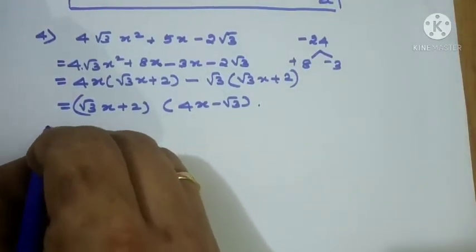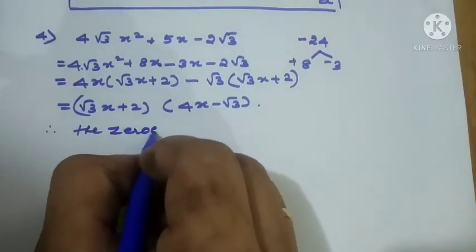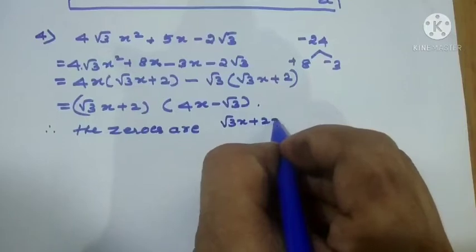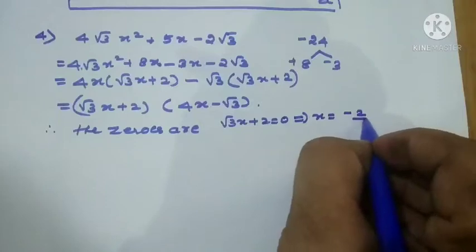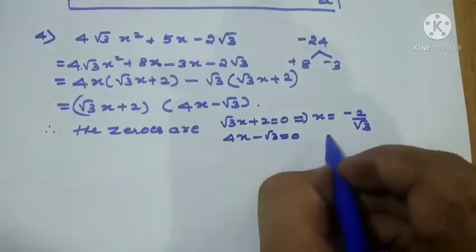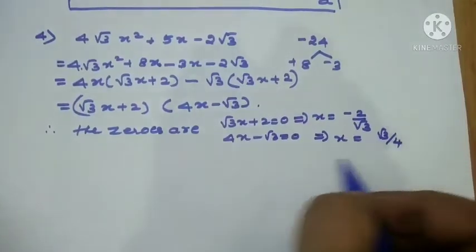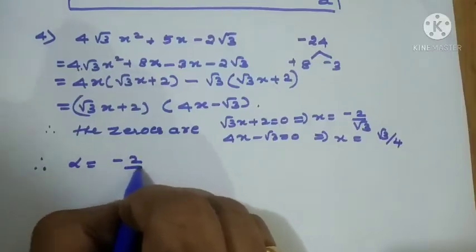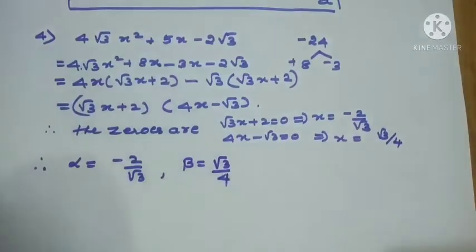Therefore, the zeros are: root 3x plus 2 equal to 0 implies x equal to minus 2 by root 3. 4x minus root 3 equal to 0 implies x equal to root 3 by 4. Therefore, alpha equal to minus 2 by root 3 and beta equal to root 3 by 4.